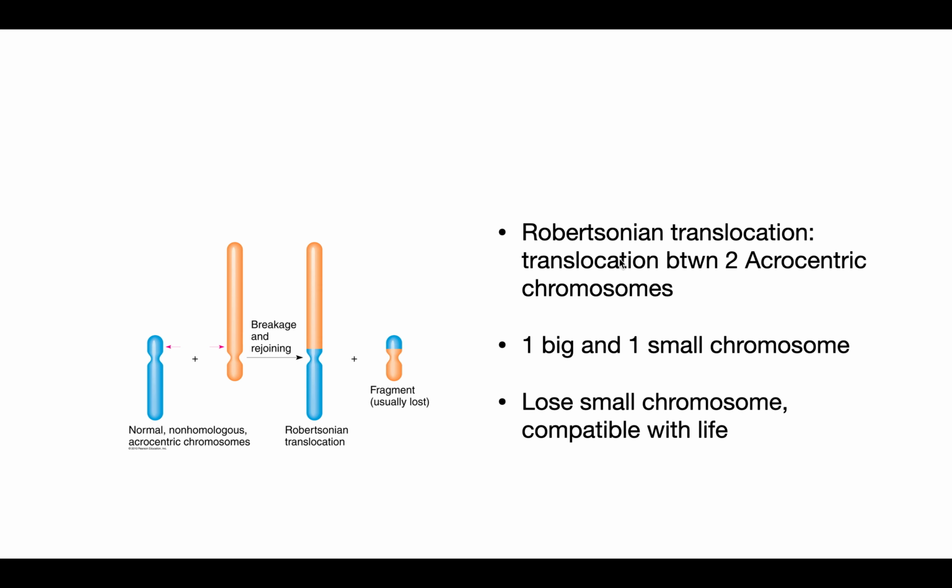A Robertsonian translocation is a translocation between two acrocentric chromosomes. So these are going to break and rejoin, makes just like one big chromosome, and the little fragment is lost. It's compatible with life, phenotypically normal, but problems occur when these people are trying to conceive.